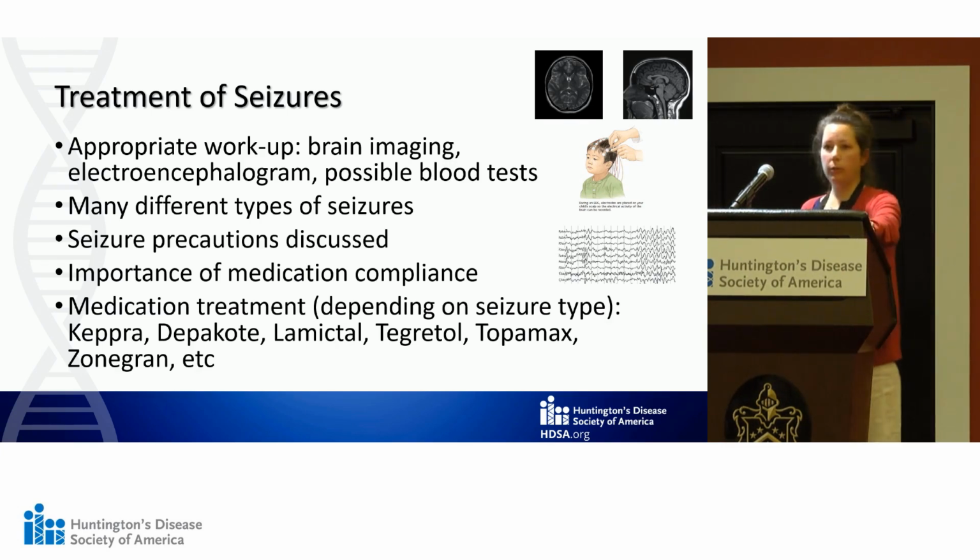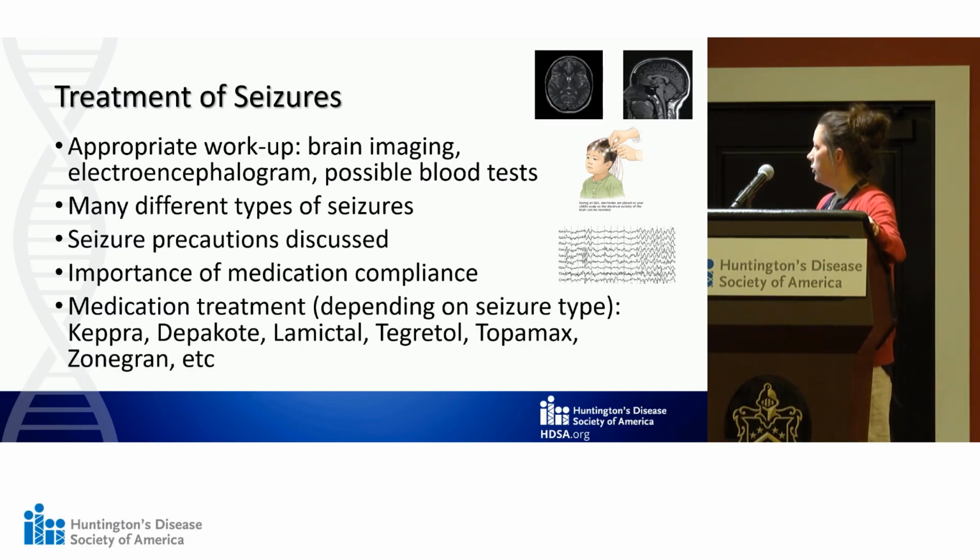Seizures. So again, you want to make sure you have appropriate workup. Seizures warrant brain imaging. You've got to make sure that there's not something there provoking the seizures outside of HD. An EEG, which looks at your brainwave activities to figure out what potentially seizure type you have. And possibly blood tests if it's appropriate. There's many different types of seizures. You want to talk about seizure precautions, which means if you have a seizure, what do you do about it, right? You don't hold on to them, you don't stick your fingers in their mouth, there's certain ways to manage that. So you want to make sure that you know, in the event of a seizure, what do I do?